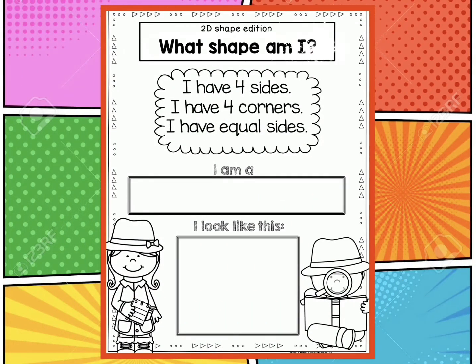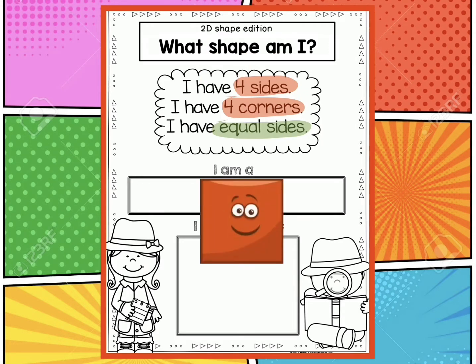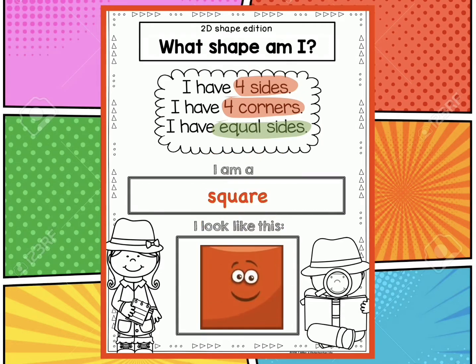What shape am I? I have 4 sides. I have 4 corners. I have equal sides. Who am I? Remember, grade 1, the shape that has equal sides is brilliant. It's the square, and it looks like this.